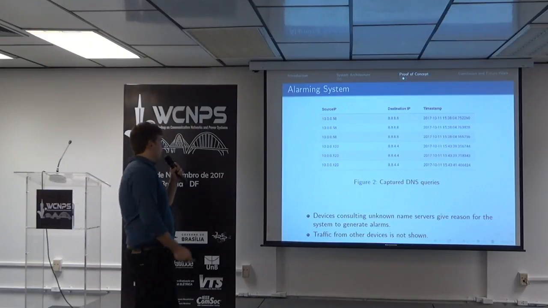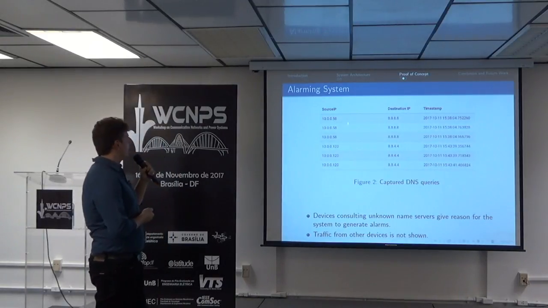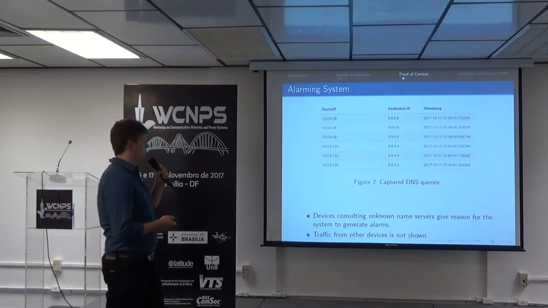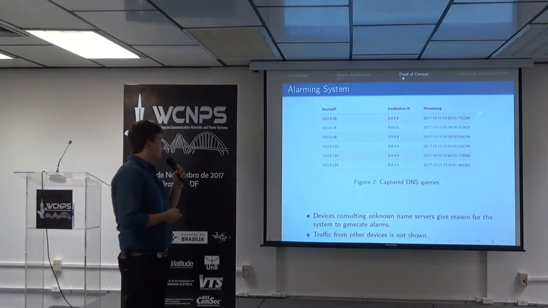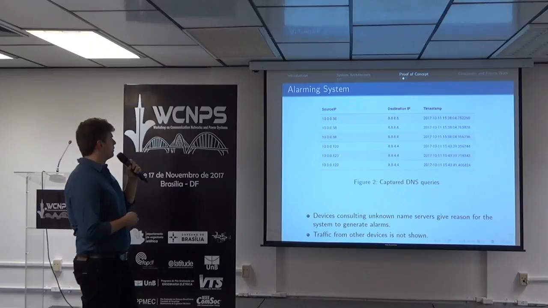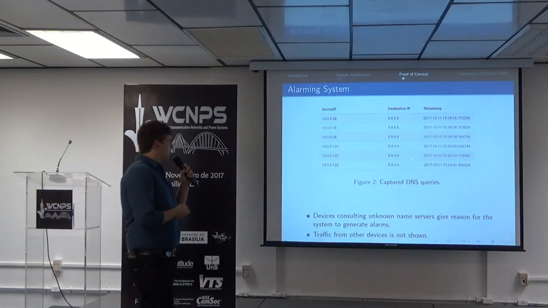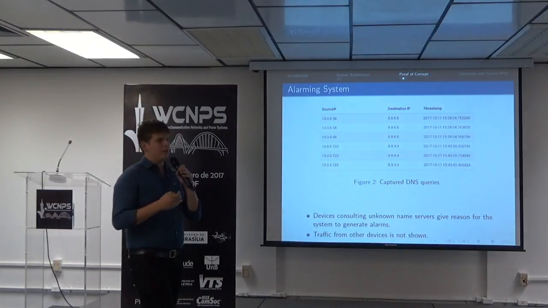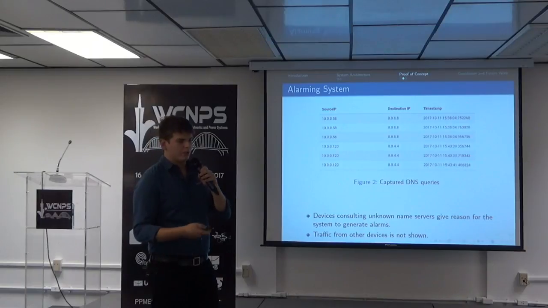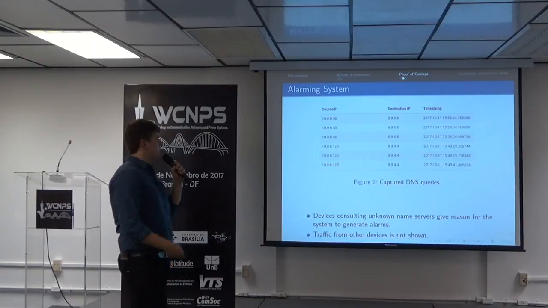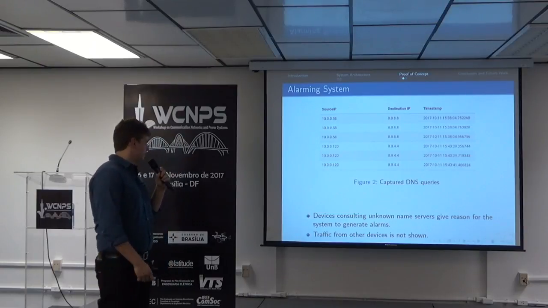We successfully captured all the data flow from the devices that are consulting databases that we don't know, that we don't control, that we don't have knowledge of. And by doing that, we can keep track of the source IP address, so we know what device is consulting that DNS server in our network, and we know the address for that resource on the internet that we don't know. And also we keep track of the timestamp, to know when these DNS queries happened.